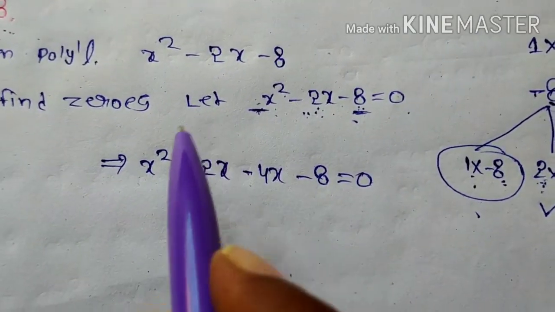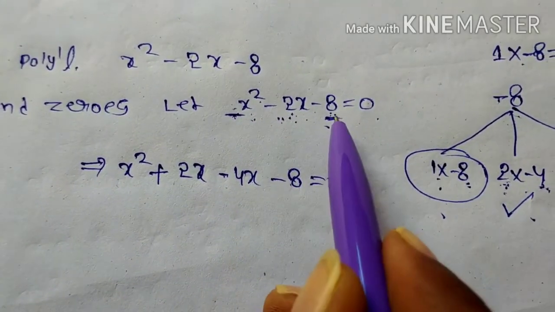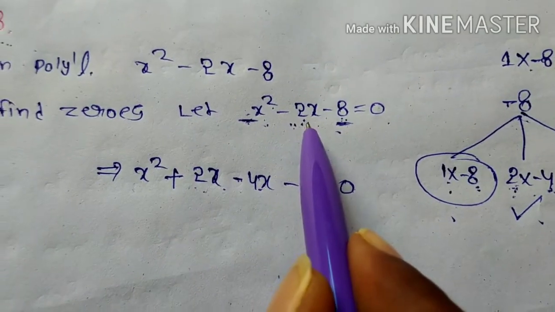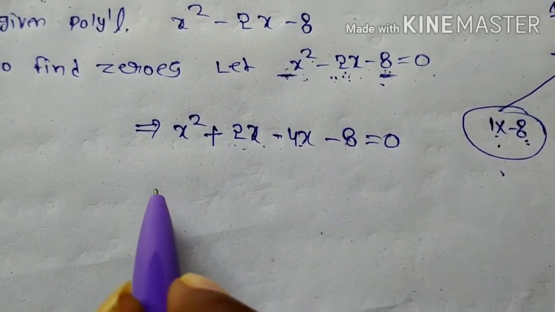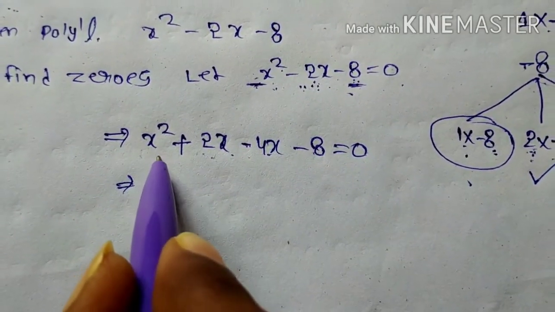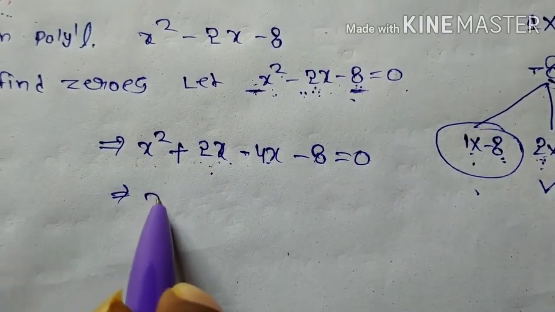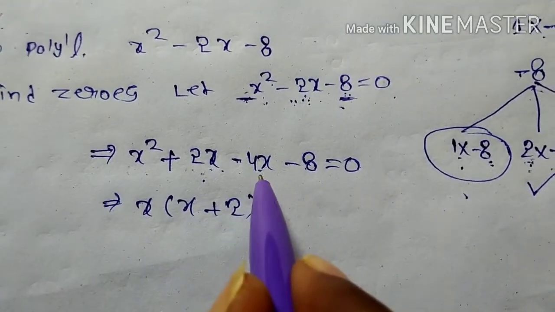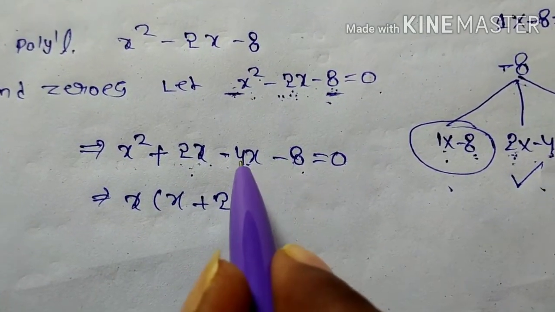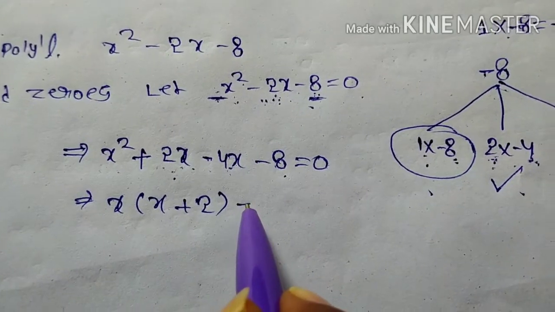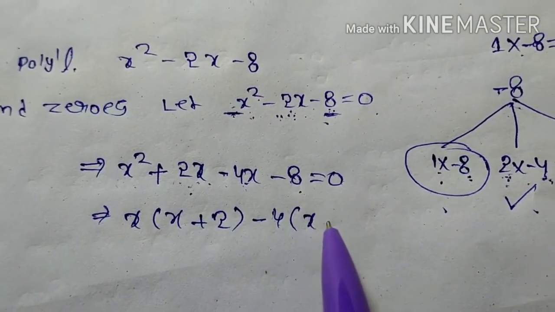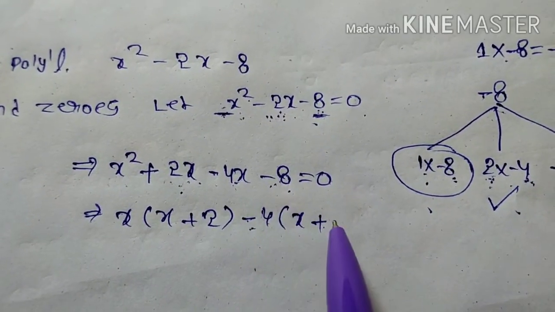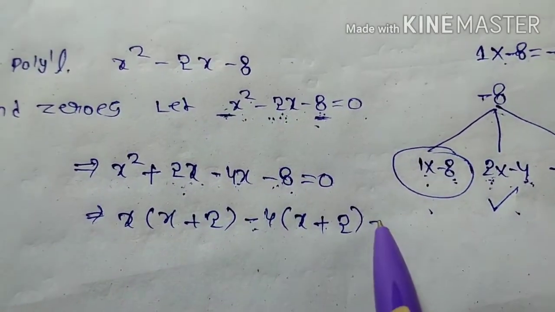Yes or no? Here x square is the same, minus 8 also the same, plus 2 minus 4. 2 minus 4 is equal to minus 2 or not? Yes. Now you can find the solution. See here, x square plus 2x, you can take x common. x into x plus 2. Then minus 4x minus 8, you can see the common factor is 4 or not? You can take here minus 4. That means minus 4 into x plus 2, minus into plus is minus, minus 4 into 2 is 8 only. Then you can write here 0.